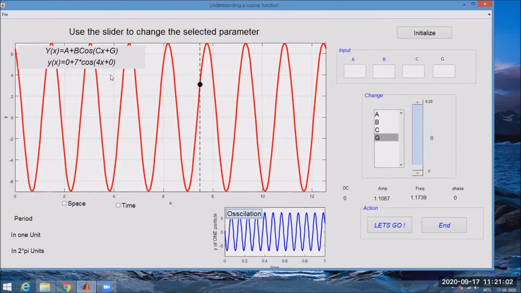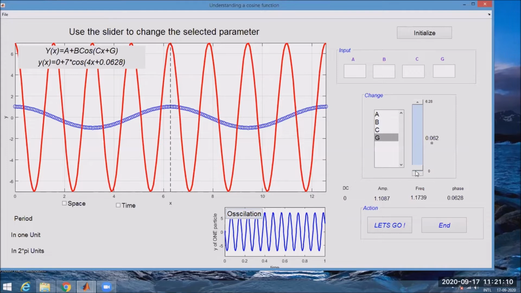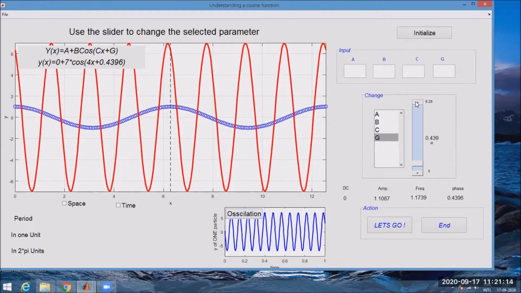And let us look at the phase. Phase was the initial phase. So it's around 6. So let's use the slider and get it. No, it has to be the other way. Something like this. Somewhere here. So this is 7 cos 4x plus 0.376, this is the graph equation.